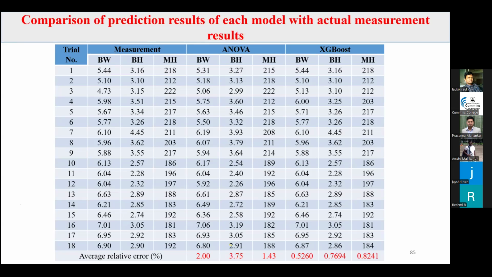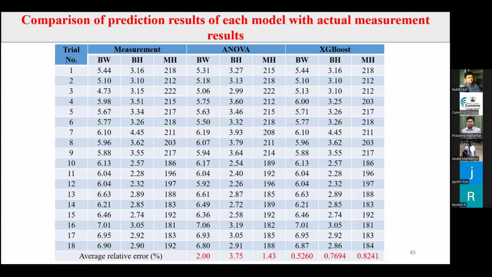So here you can see the relative error. Here the relative error is 0.526%. Here it was 2%, and here it is only 0.5%. So these methods are more accurate than the ANOVA technique that I have observed.